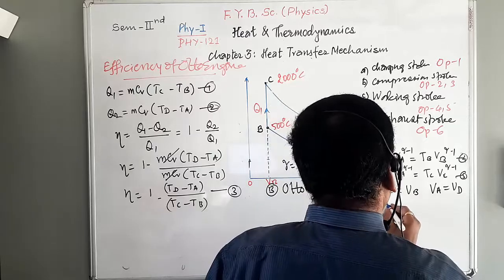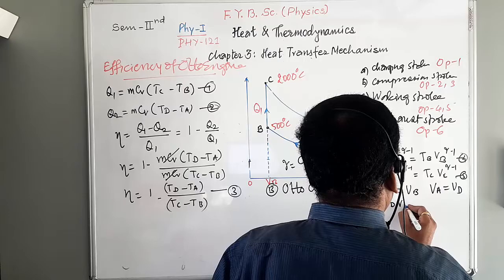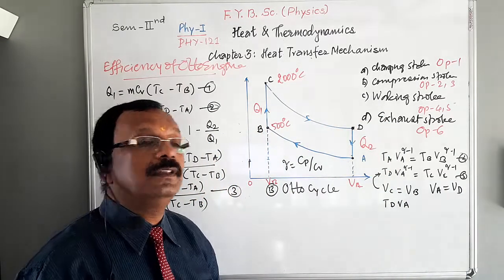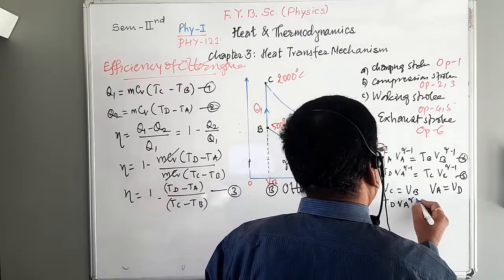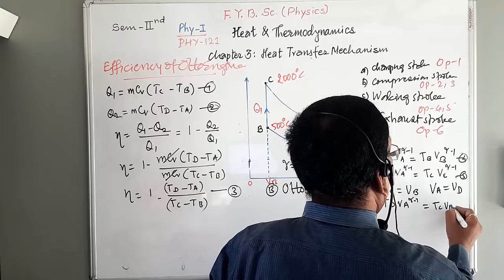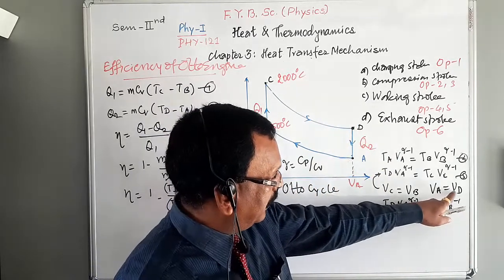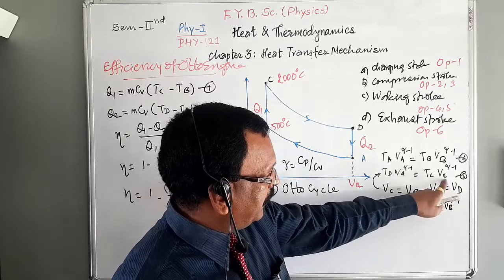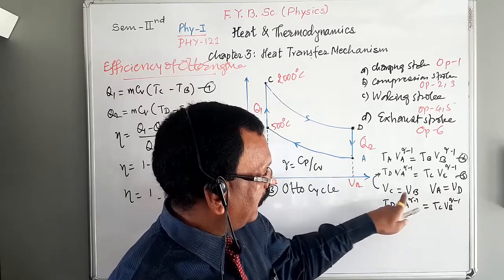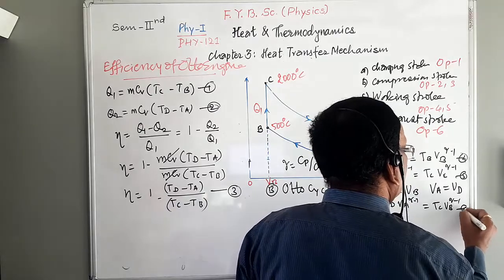By considering this value, we have Td Va raised to gamma minus 1 is equal to Tc Vb raised to gamma minus 1. That's what we get when we substitute the value of Vc as Vb. Suppose this is equation 6.